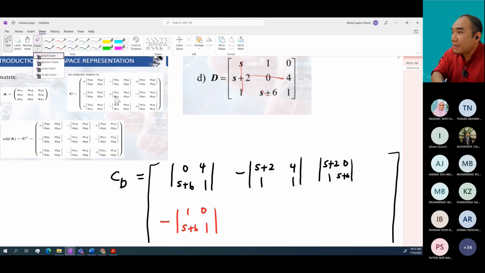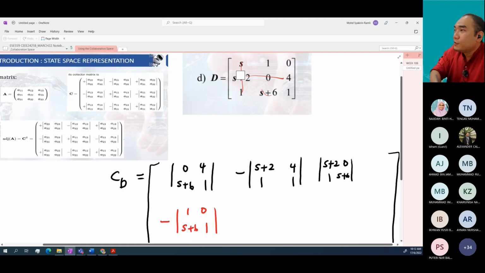And then, kita nak ambil yang ini pula. To get this, let's say we take, tutup yang ini. Kan yang ini kita nak ambil kat sini, tutup yang ini. We will get, this gonna be plus with, we got S, 0, 1, 1.